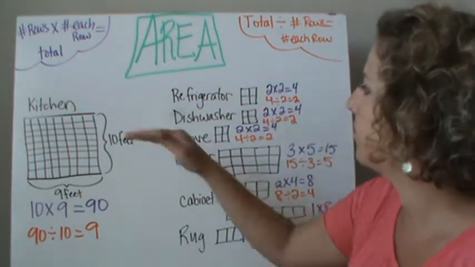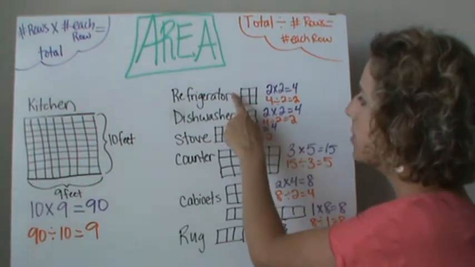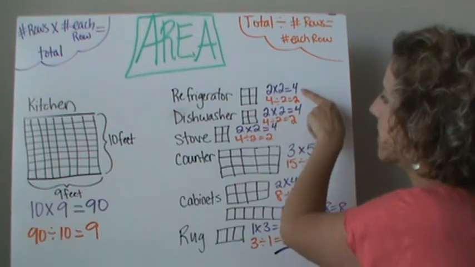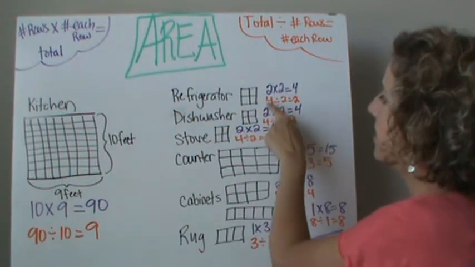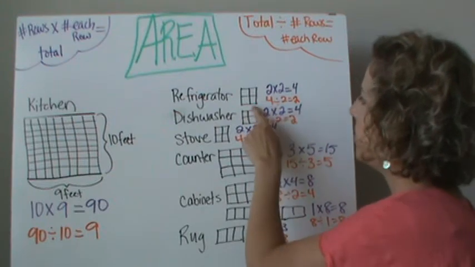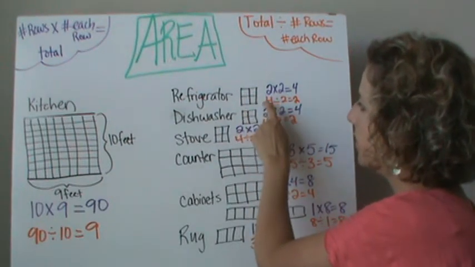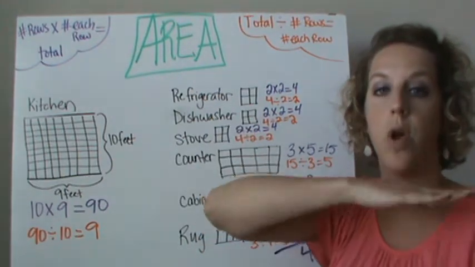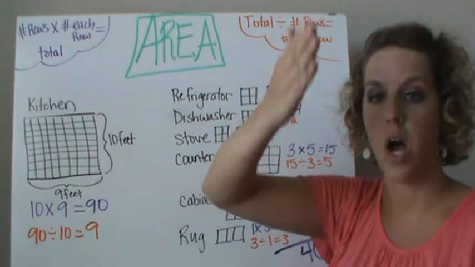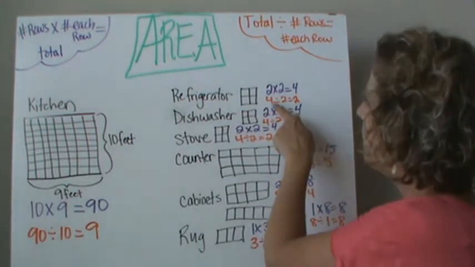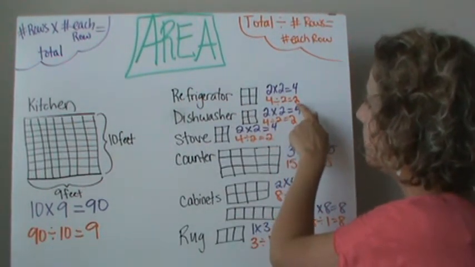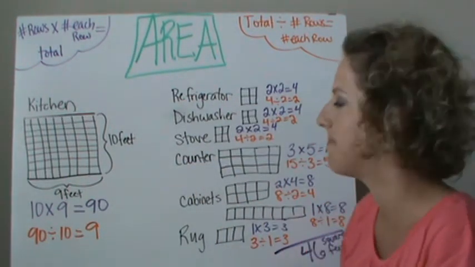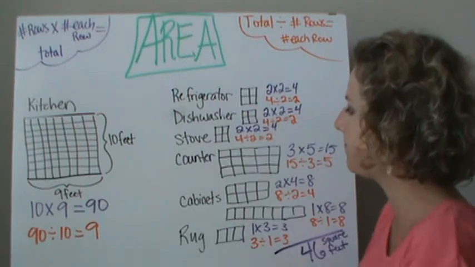Now, the refrigerator is 2 rows times 2 in each row, which is equal to 4. The division model is 4 total divided by 2 rows. Remember, rows go this way, columns go up and down. So rows are horizontal, columns are vertical. 4 divided by 2 is equal to 2. That's what's modeled here. And the dishwasher and the stove just happen to be the same. So that saves us a couple steps.